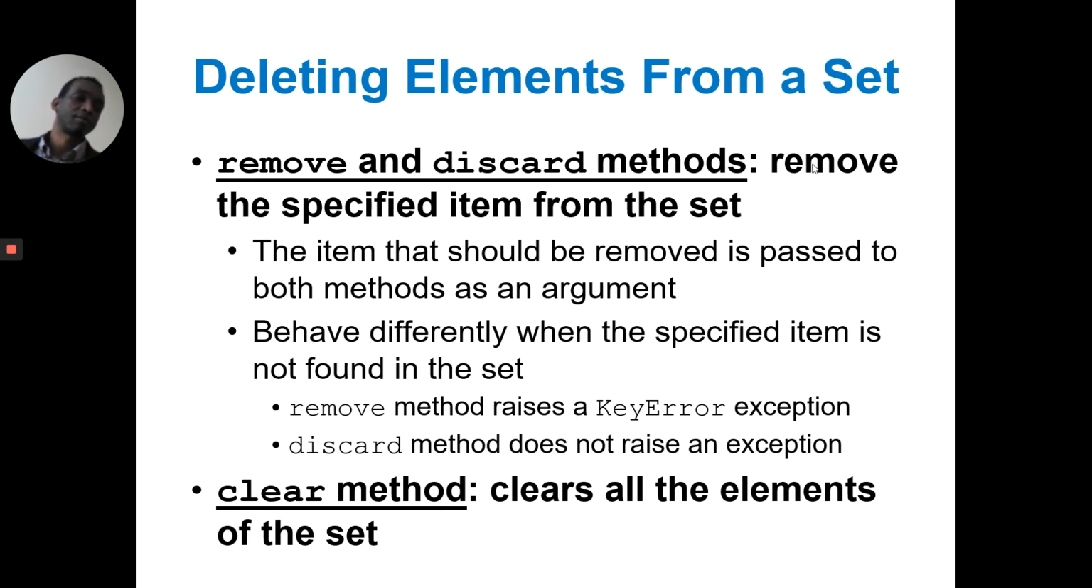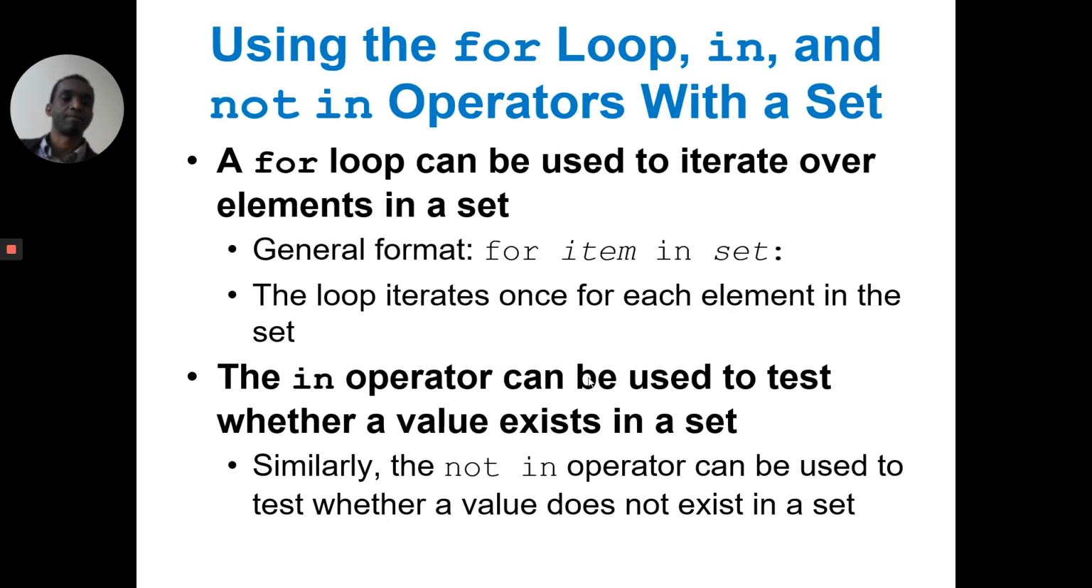The remove and discard methods remove the specified item from the set. The item that should be removed is passed to both methods as an argument. They behave differently when the specified item is not found in the set. The remove method raises a KeyError exception. The discard method does not raise an exception. This is the only difference here. The clear method clears all the elements of the set.